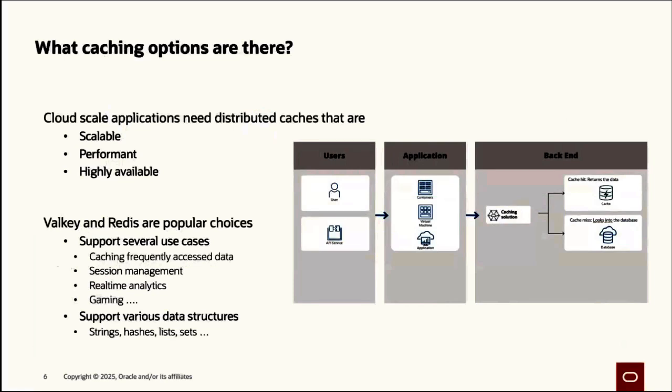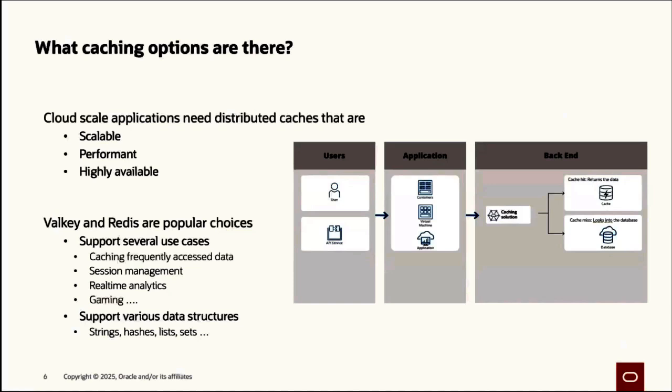For a cloud scale application, one would consider a distributed cache. And these are caches that need to be scalable, they need to be performant, they need to be highly available. These are non-negotiable factors for a distributed cache. Focusing on a couple of well-known and popular distributed cache offerings out there, Valkey and Redis.